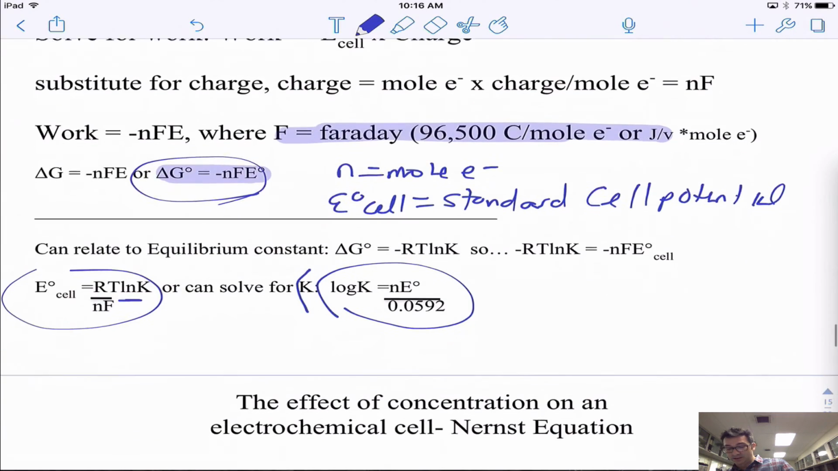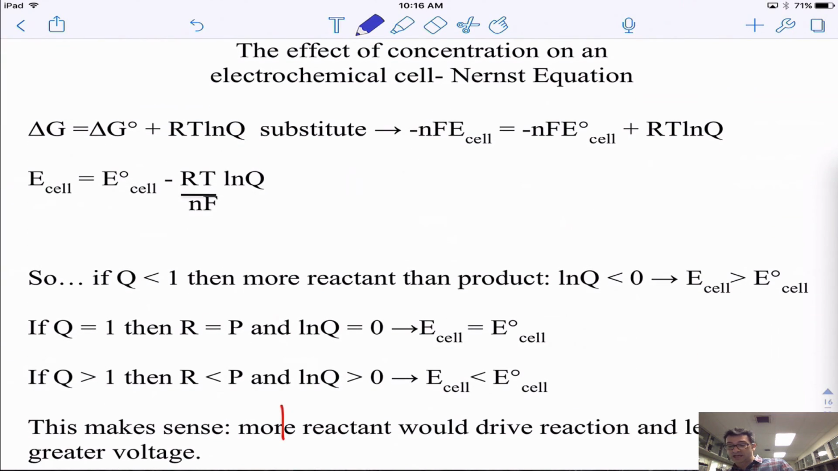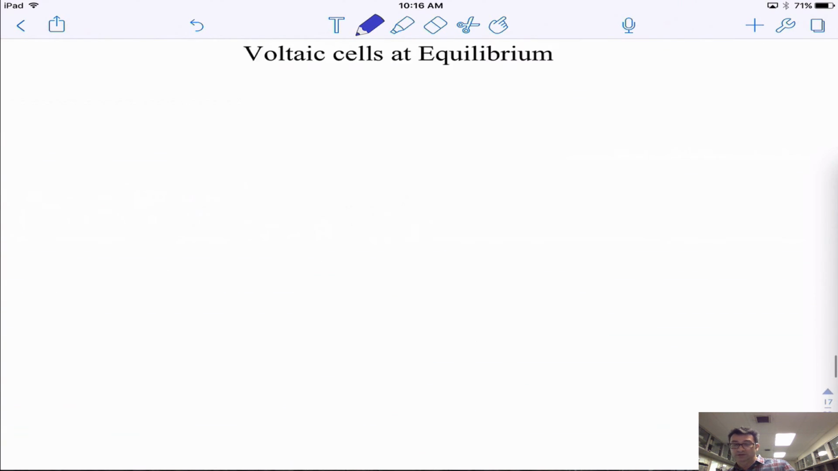Now I'm going to stop here. What we can talk about next time is the Nernst equation and cells at equilibrium, and then get into what electrolytic cells look like.